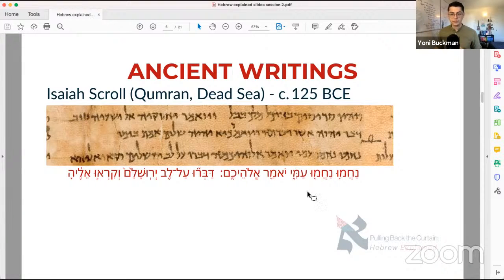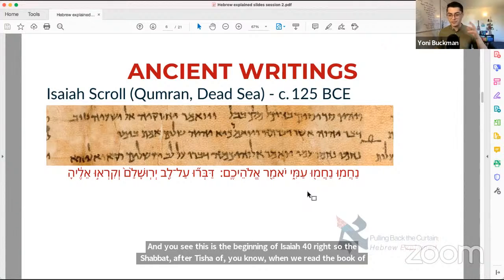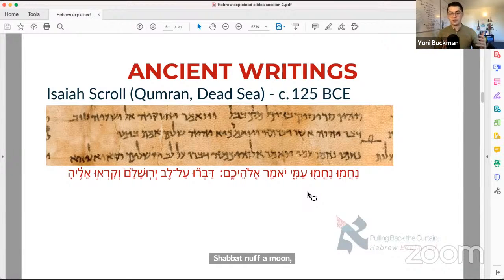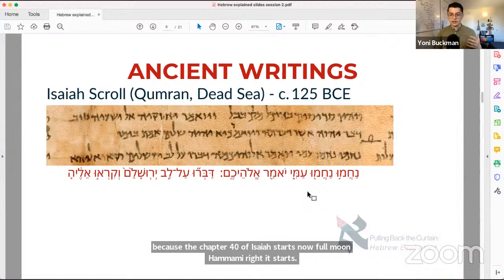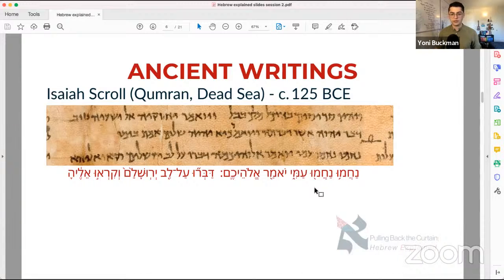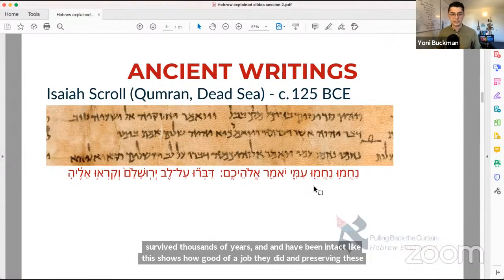It's a little bit faded, but the fact that this has survived thousands of years and been intact like this shows how good of a job they did in preserving these in jars, and also the climate of the Dead Sea, that very dry climate, was helpful in recovering these. Another thing is that new imaging technologies make it easier for us to continue to learn from the Dead Sea Scroll collections.